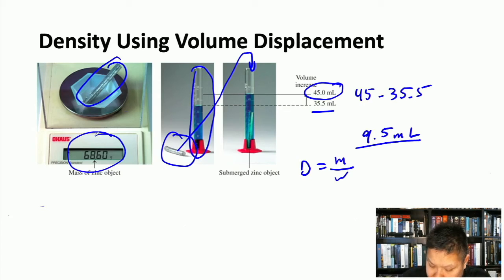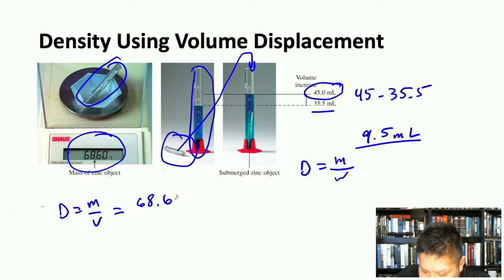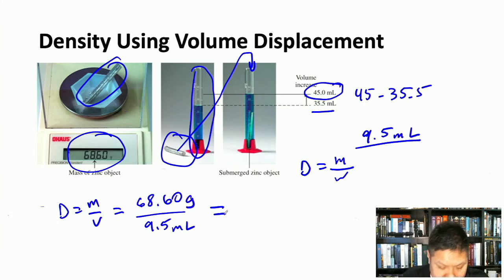And so when you do D equals M over V, that equals then the mass, which is 68.60 grams divided by the volume that we got from our volume displacement experiment, Eureka, which is 9.5 mils. Sorry, I forgot my units up there, grams. Don't ever forget your units, right? And you do that simple arithmetic there, and your answer is 7.221, right?